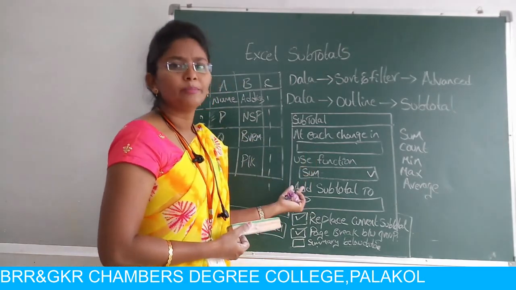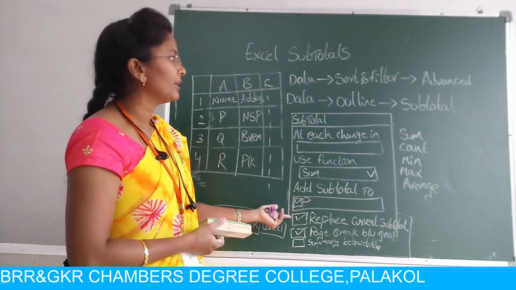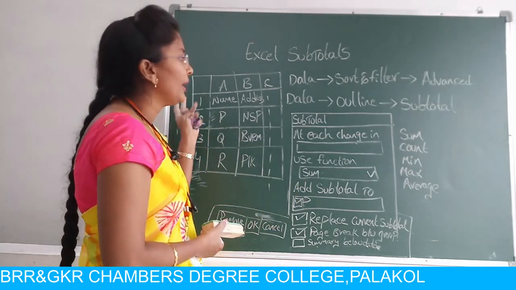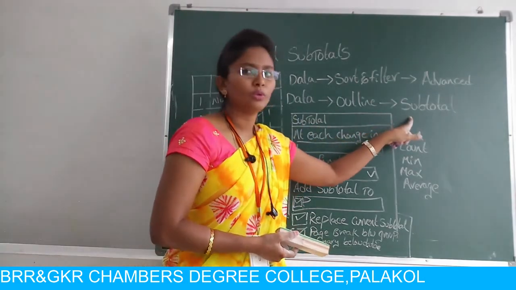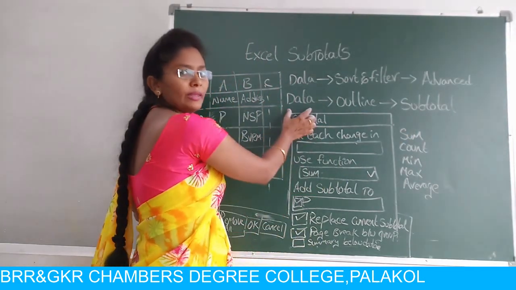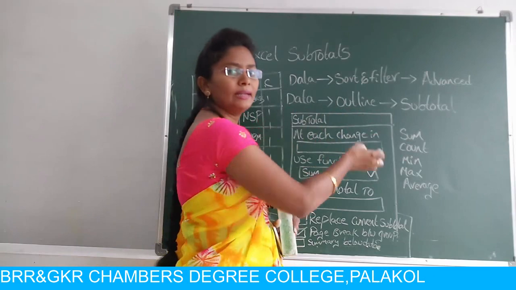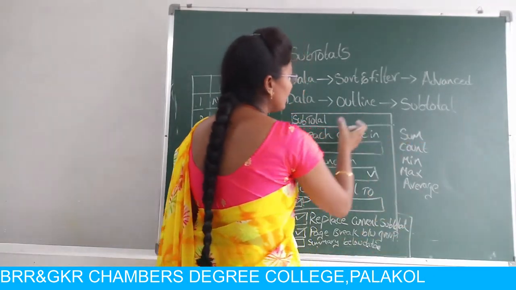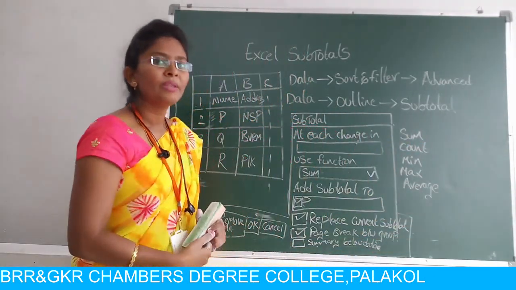This is the subtotal dialog box in the Excel sheet. First of all, we have to open the subtotal. For that, go to the Data tab, then Outline, and then click on Subtotal. This subtotal dialog box will appear.